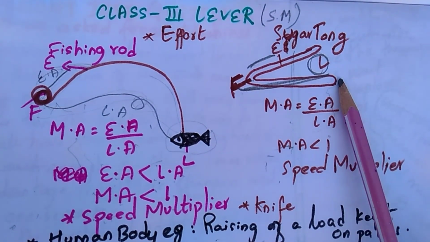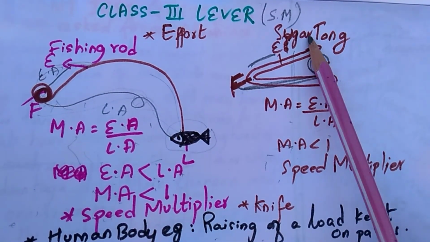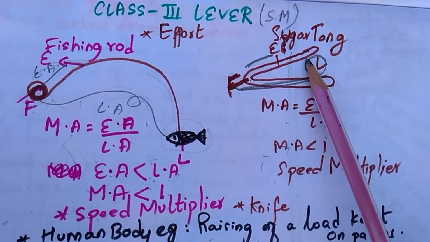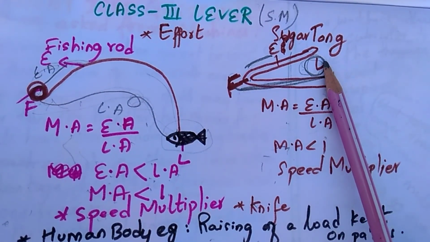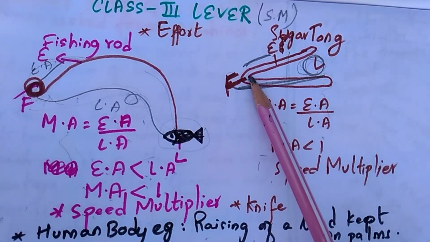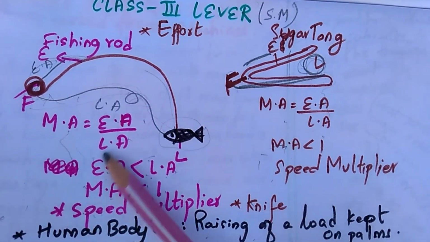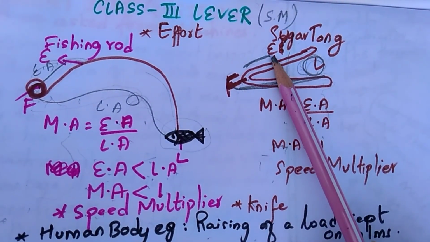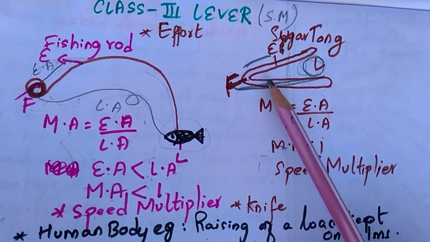Another example is your sugar tongs. It is used for lifting sweets and all. So this is the load where you place your sweets and all. This is the fulcrum. It is the point about which it rotates, and this is the effort. This is the point from where you apply the effort.